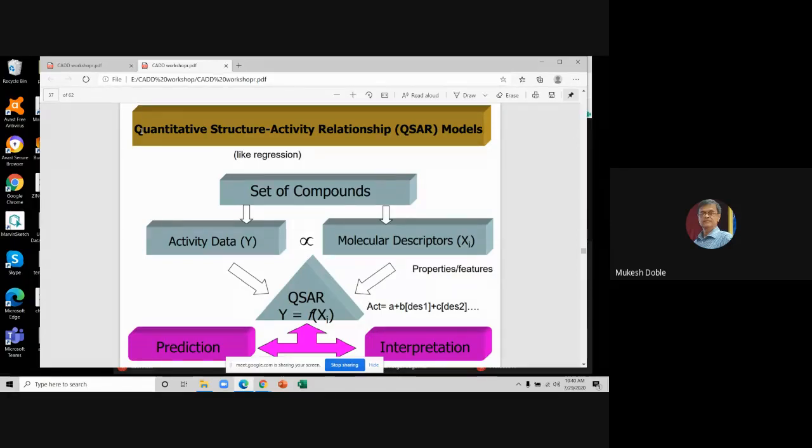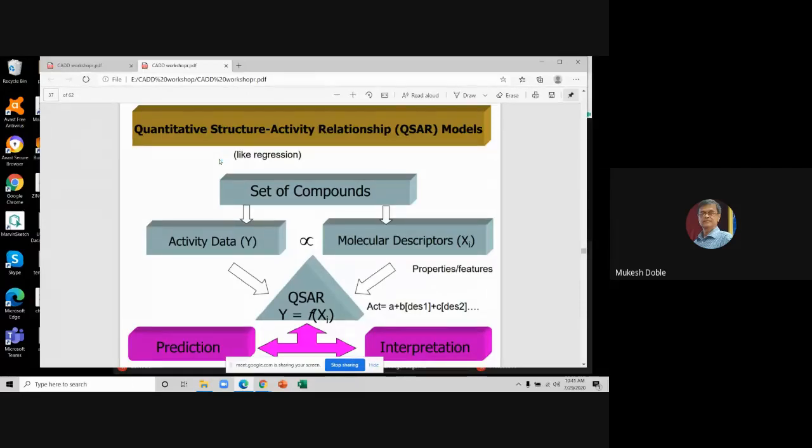You can have y equals m1 x1 plus m2 x2 plus m3 x3, like that. So many descriptors are possible on the right hand side, and the left hand side will be your y, that is the activity. So this is exactly like regression, y equals m1x1 plus m2x2 plus m3x3 and so on. It's like a regression relationship. You can even have square terms. Just like y equals mx plus c, we can also have y equals m1x squared plus m2x. So we can also have square terms.